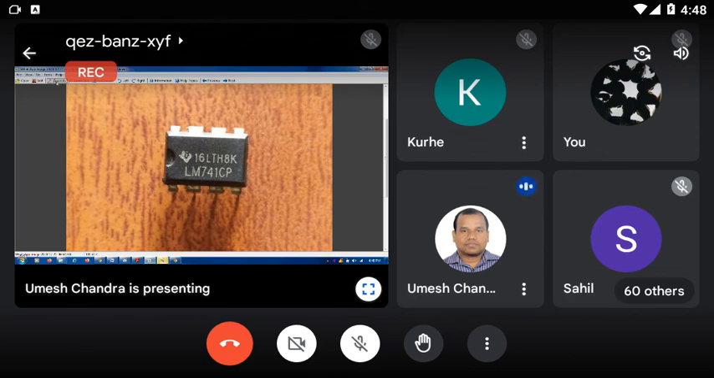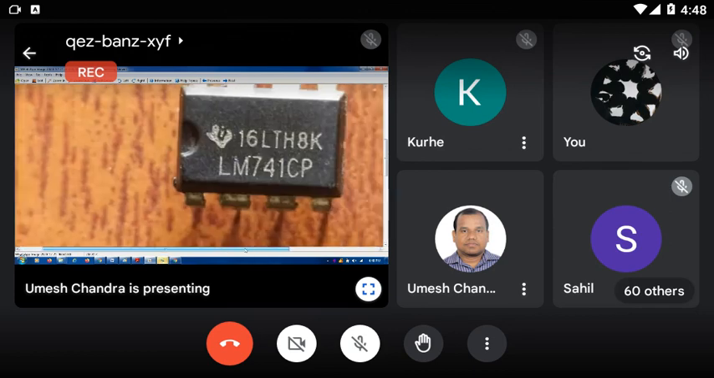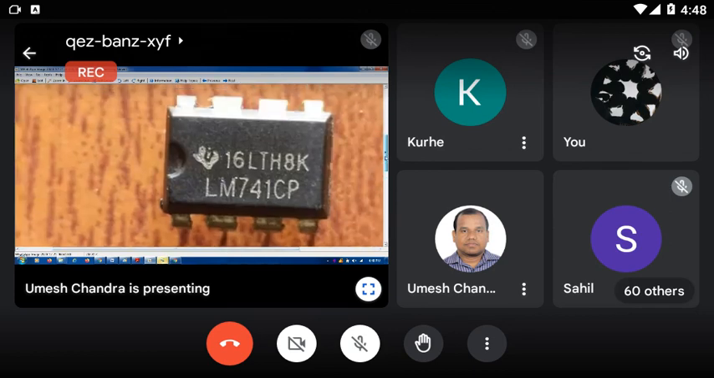On the left side of the IC, there is one cut position, and that cutting position is known as the notch. Lower to the notch, you count pin number 1. The lower side is counted left to right, and the upper side is counted right to left.